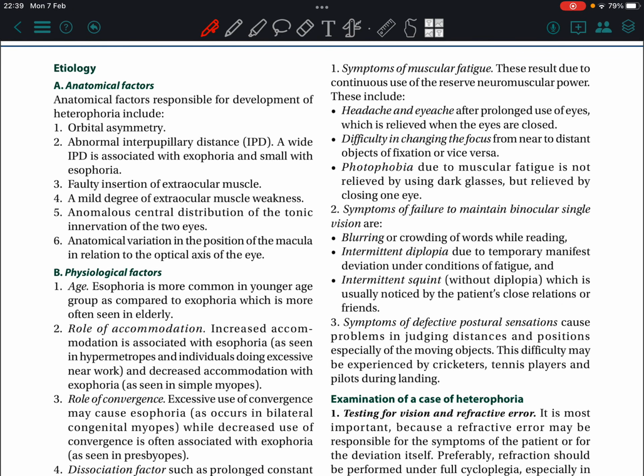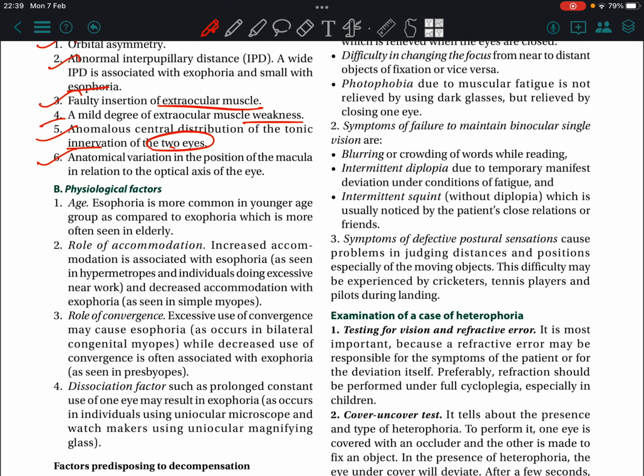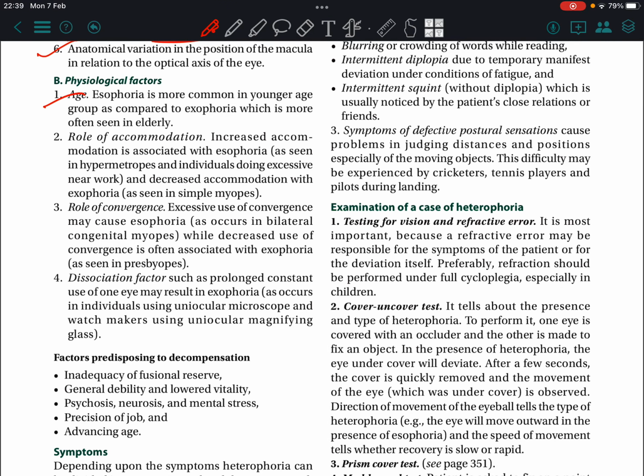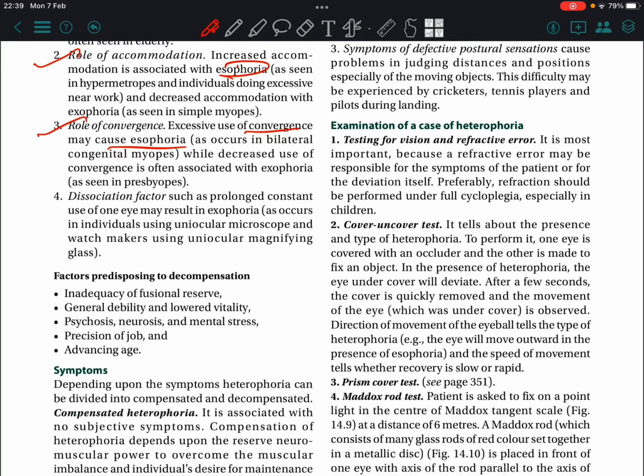Untimely fetus response for development of heterophoria includes orbital asymmetry, abnormal interpupillary distance (wide IPD associated with exophoria, and small IPD with esophoria), faulty insertion of extraocular muscle, mild degree of extraocular muscle weakness, anomalous central distribution of tonic innervation of two eyes, and anatomical variation in the position of macula in relation to optical axis of eye. Physiological factors: age, younger age, more common in age. Rule of accommodation: increased accommodation is associated with esophoria. Rule of convergence: excessive use of convergence may cause esophoria, while decreased use of convergence is often associated with exophoria.